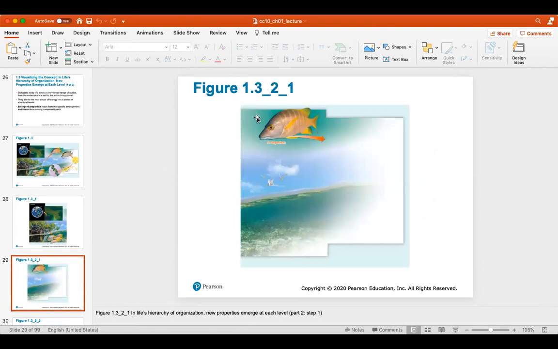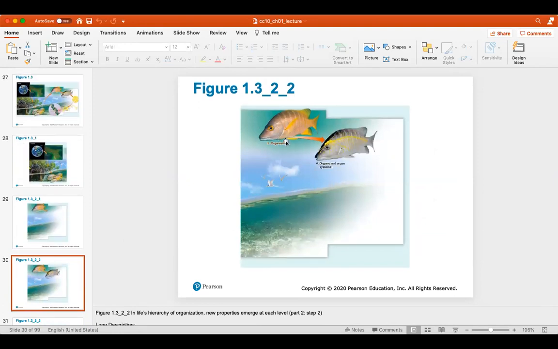So here is an organism, and an organism is made up of organs and organ systems.